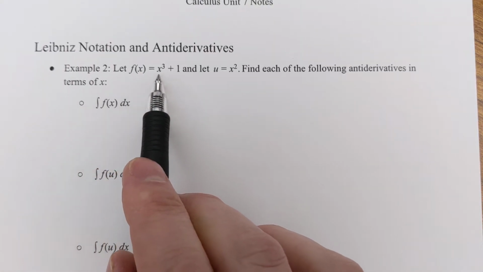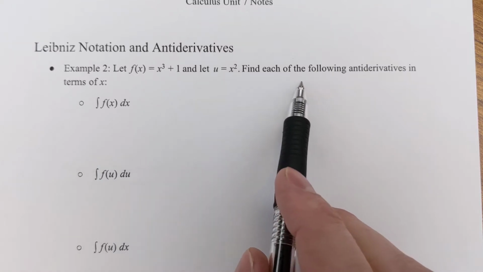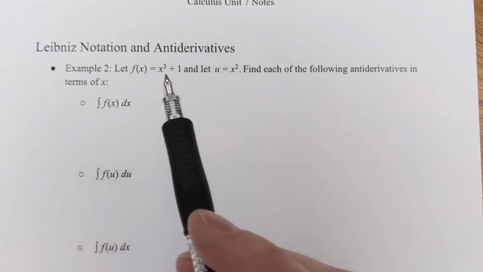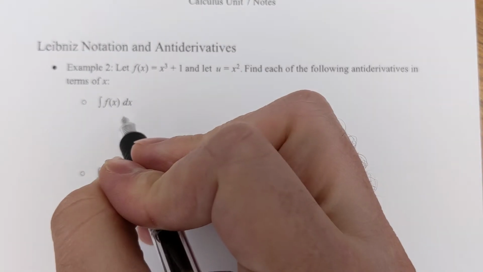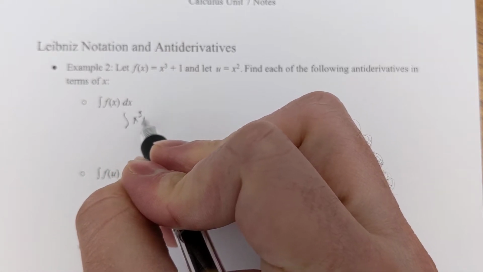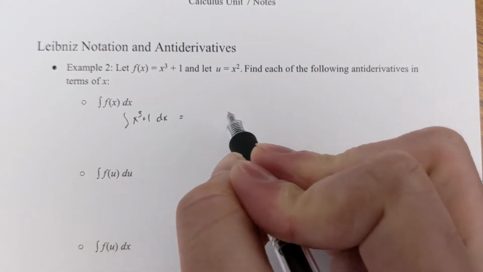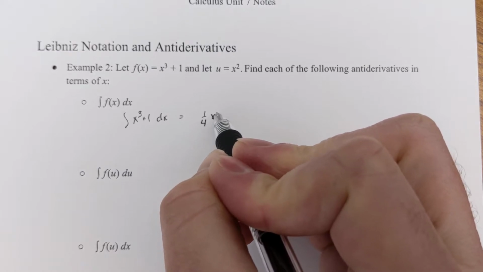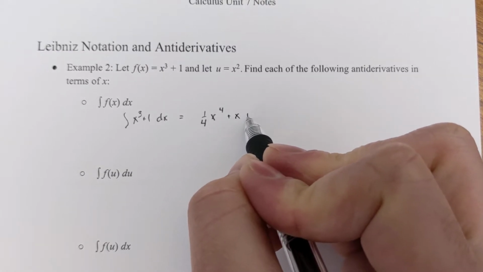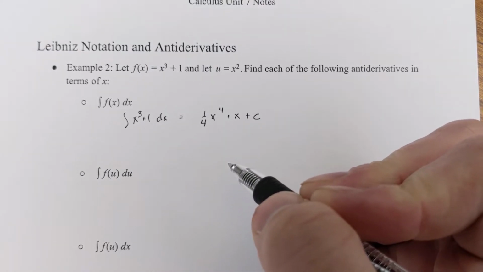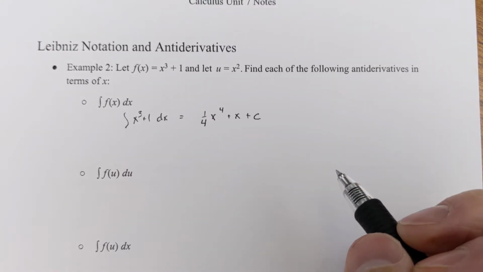For example, let f of x equals x cubed plus 1 and let u equal x squared. Find each of the following antiderivatives in terms of x. So f of x dx would be the antiderivative of x cubed plus 1 dx. So this would be 1/4 x to the 4th plus x plus c, or x to the 4th over 4.